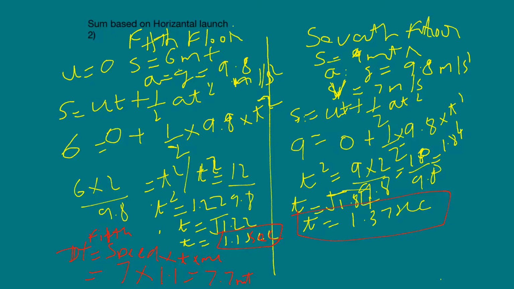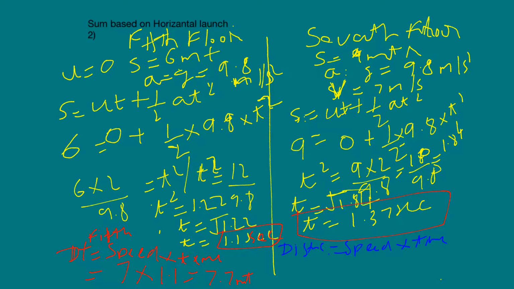So now I will calculate the distance for this one from the 7th floor. So distance equals speed into time, or velocity into time.